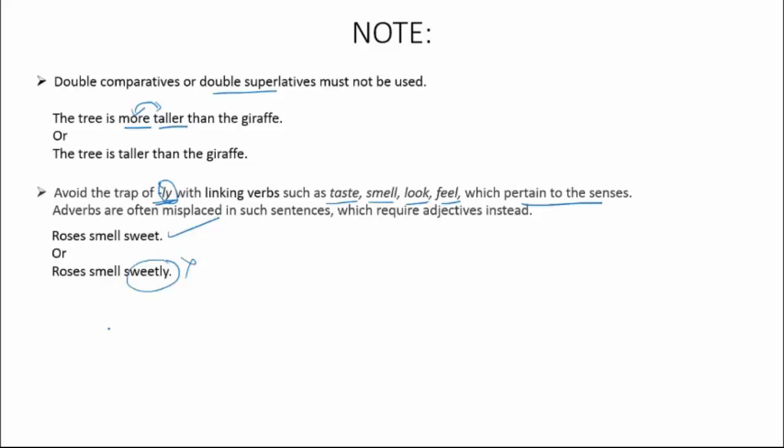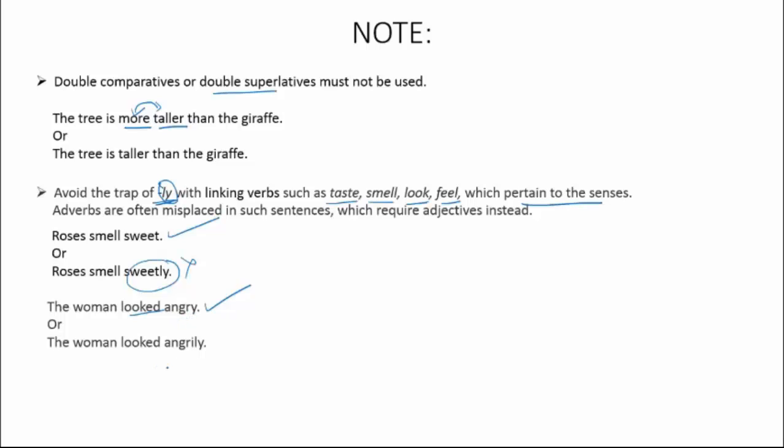Let's see one more example. The woman looked angry. The woman looked angrily. Now over here as well, look is a sense. You don't actually do some action. So angry would be correct. Here we use the same words as adjectives. You don't add ly to it.